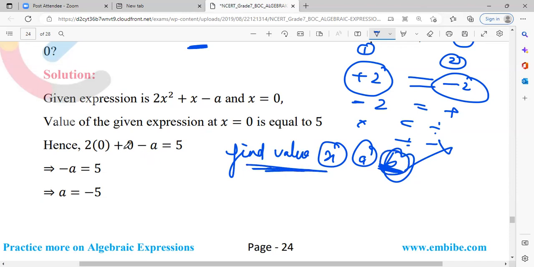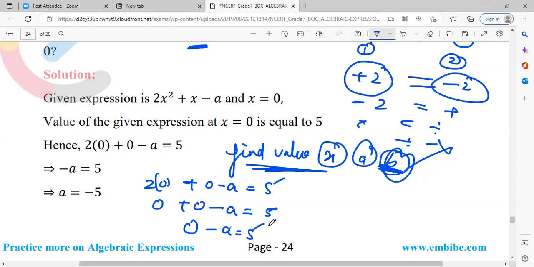So over here, it is 2 times 0 plus 0 minus a equals 5, right? When you multiply 2 with 0, it will be 0. Plus 0 minus a equals 5. So 0 plus 0 is 0, and it's minus a and 5. This a cannot be minus, so this minus will come here and it will be minus 5. Clear? So your a will be minus 5. Okay, you will solve it.